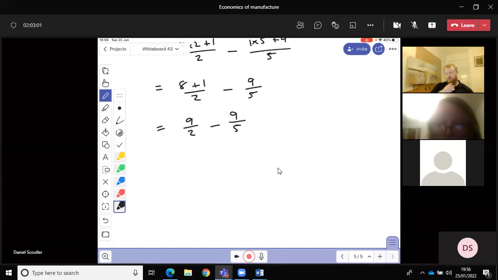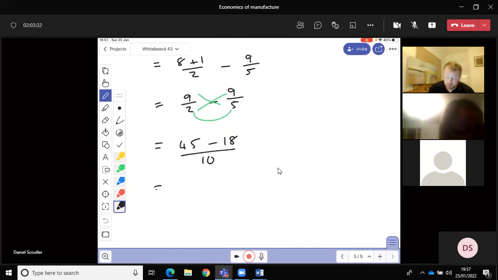Okay, perfect. So in this case, the denominators, it's not easy. We can't double it or half it, okay? So it makes sense to do that kiss smile. Okay, so we'll follow that kiss smile process. Okay, we're multiplying across. So that's 45 minus 18 all over 10. Okay, 45 minus 18 is 27 over 10.